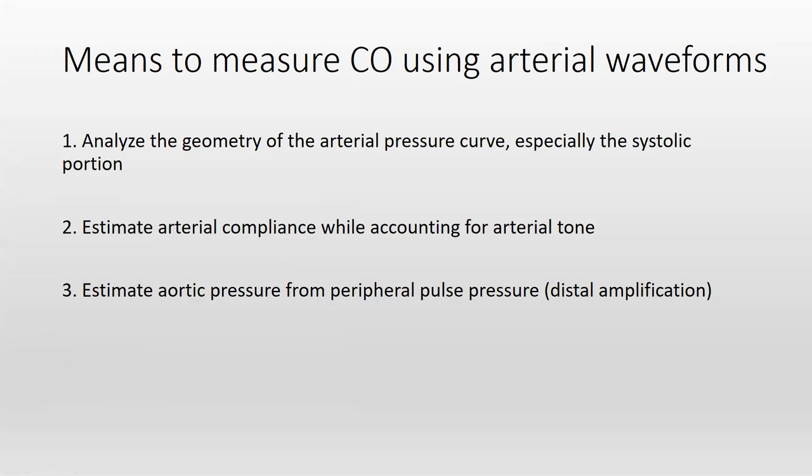We use devices to help give us that information, and for a device to be able to do that, they should meet these three criteria. They should be able to analyze the geometry of the arterial pressure curve, especially in the systolic portion. They should be able to estimate the arterial compliance while accounting for the arterial tone, and estimate the aortic pressure from the peripheral pulse pressure. And this speaks to the distal amplification that we had talked about. So they should be able to account for that difference between the peripheral arterial and aortic blood pressure.